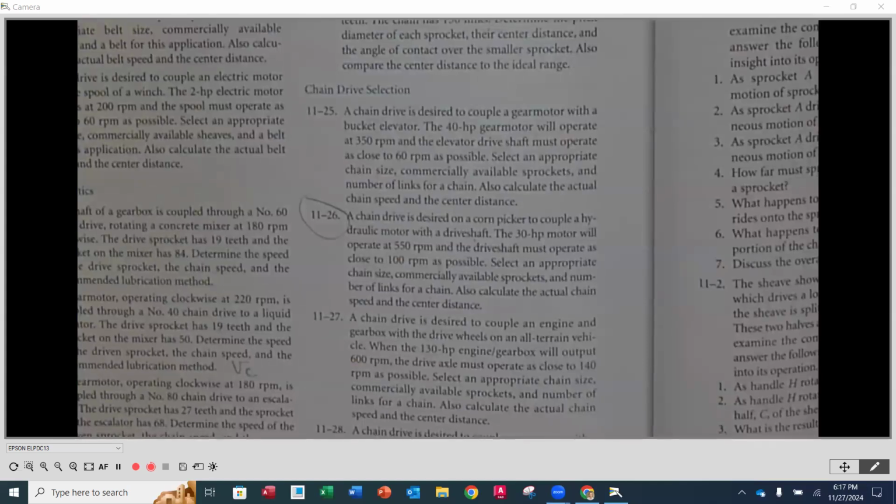So any questions on these last 4 problems or anything from module 6? Okay. If not, then I'm going to stop the recording here.